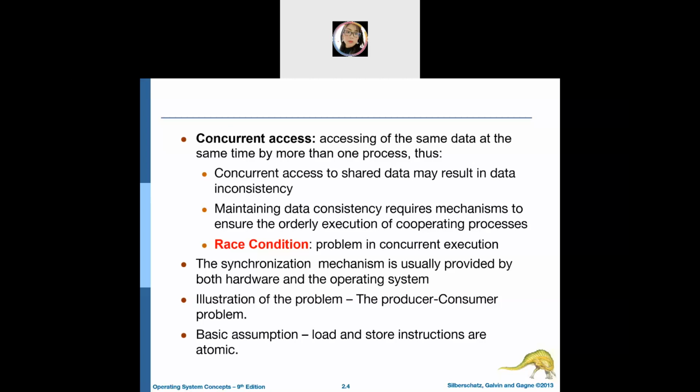So let's continue. Concurrent access is accessing the same data at the same time by more than one process. Thus, concurrent access to shared data may result in data inconsistency. Maintaining data consistency requires a mechanism to ensure the orderly execution of cooperating processes. So you have another term that is quite important, which is race condition. What is a race condition? It is a problem in concurrent execution.